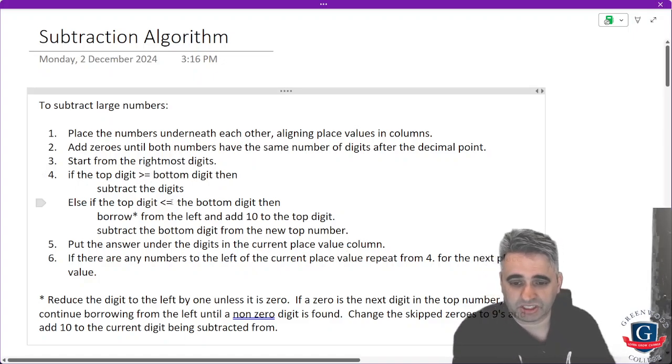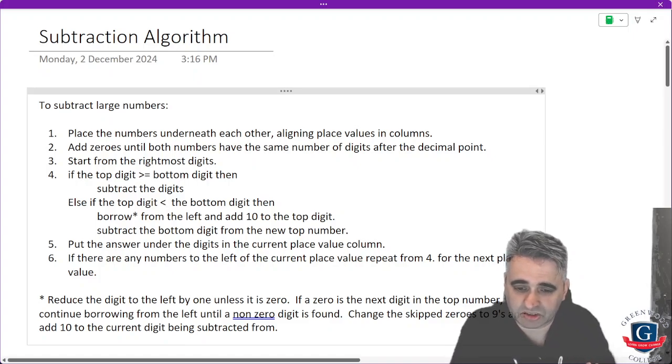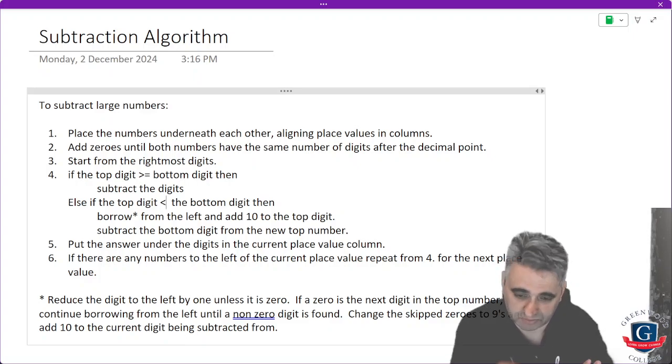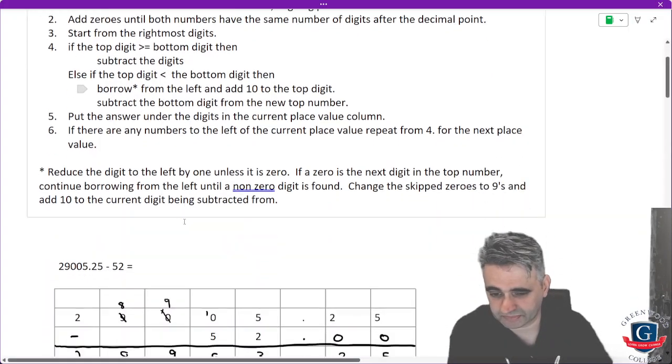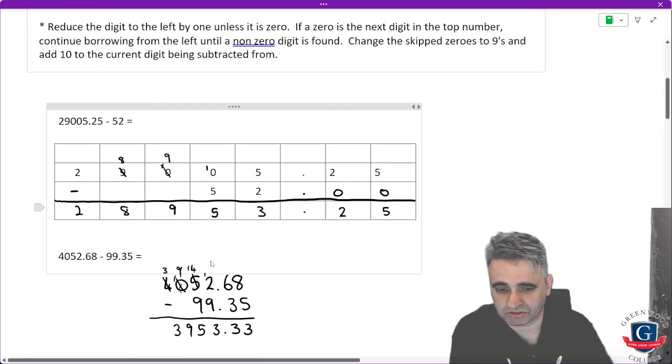If the top digit is less than the bottom digit, then borrow from the left and add 10 to the top digit. With borrowing, remember that you have to keep going left until you find another non-zero digit. If there are 0 digits in between, make sure you change them into 9s. Then subtract them and put the number underneath. Repeat for all of the columns. So that's the basic algorithm. Much easier, as with many of these things, to see it than to describe it.